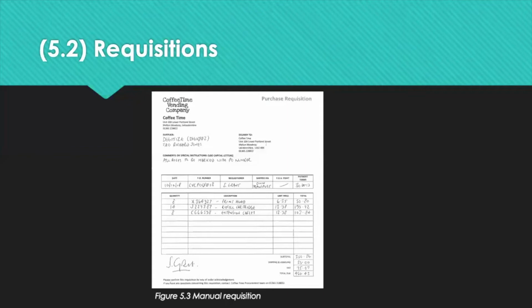But buyers will check the customer has authority to identify that need. They'll also check that the need is actually required, so the person who raised the requisition might not be aware that there is plenty of that item already in inventory, or the items may be discontinued.